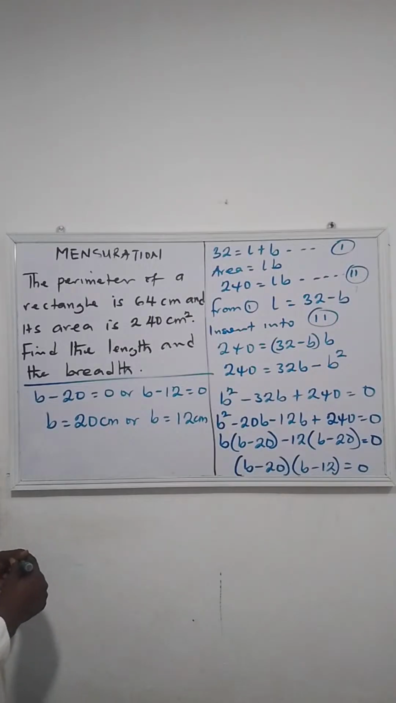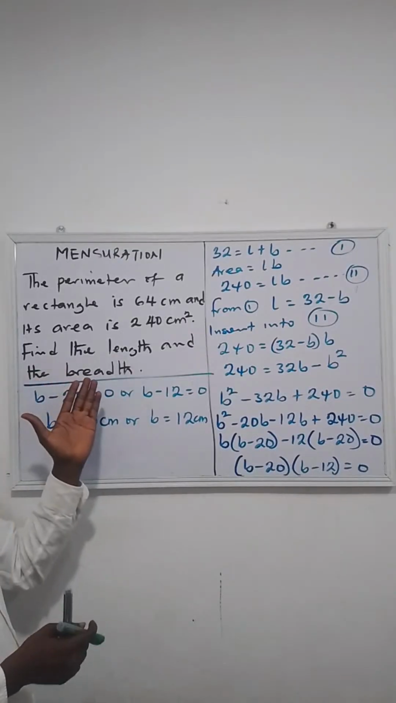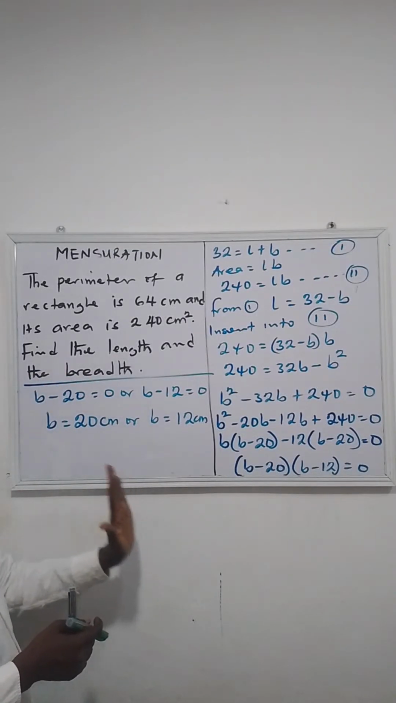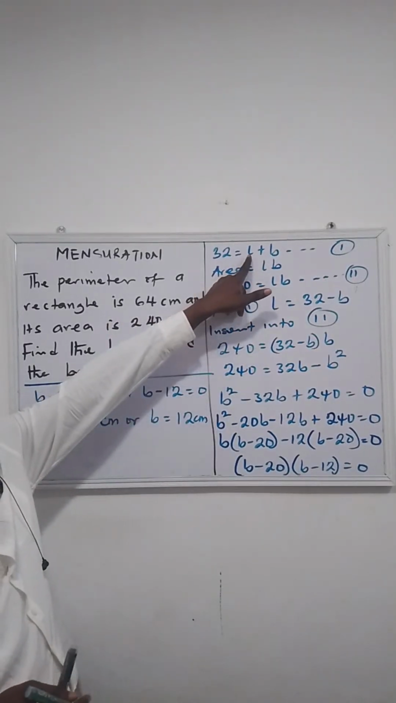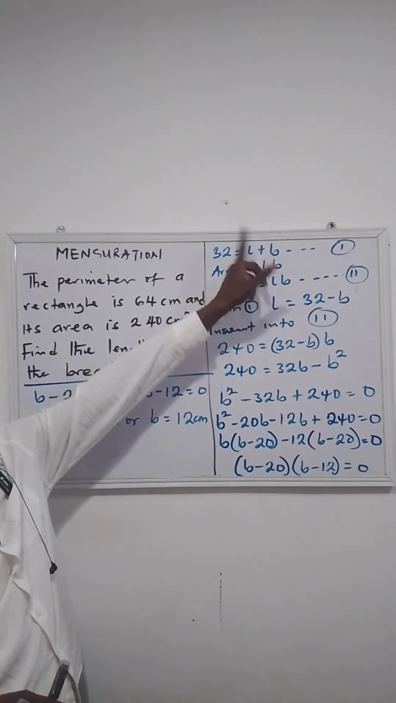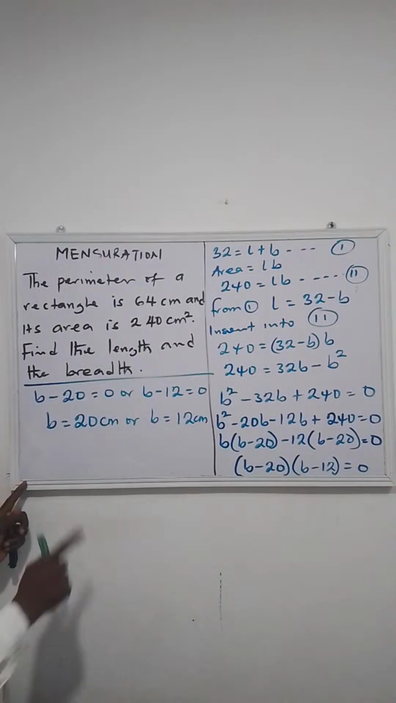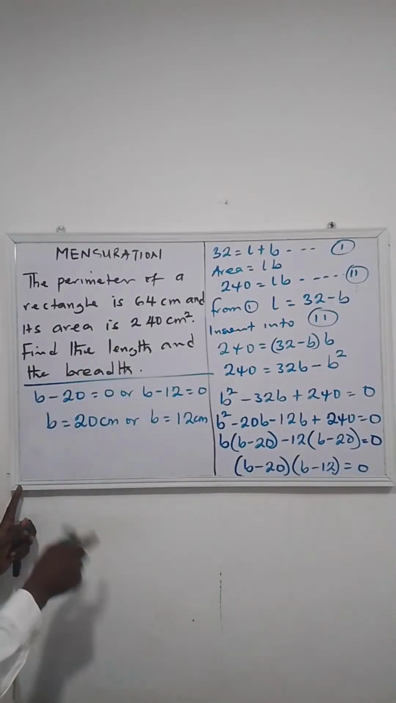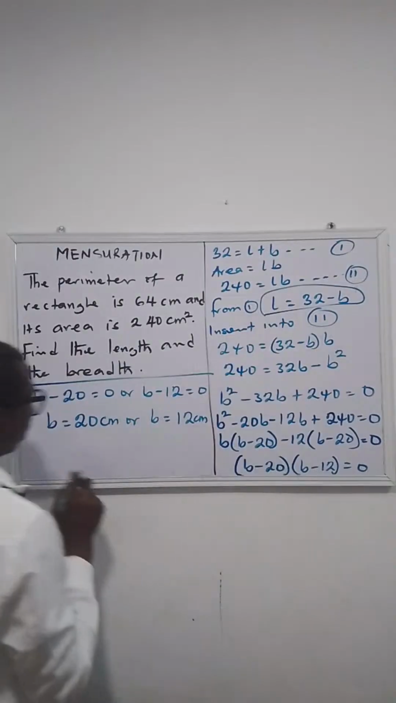Okay, so now let us see. The question asks us to find the length and the breadth. So which one is going to be the length? Which one will be the breadth? Now don't forget what we have here. When you add the length and the breadth together, you have 32. So if the breadth is 20, what is going to be the length? Let's use this equation.